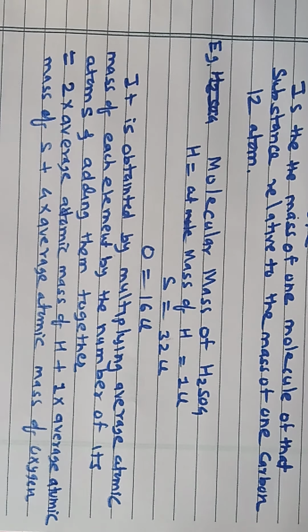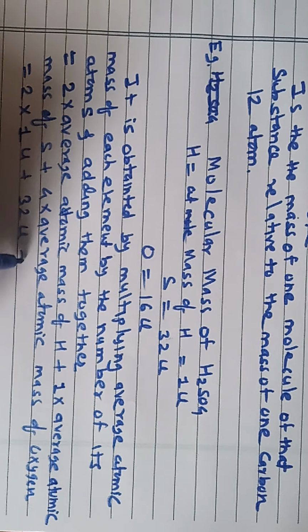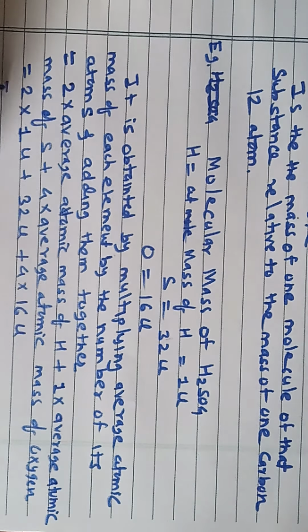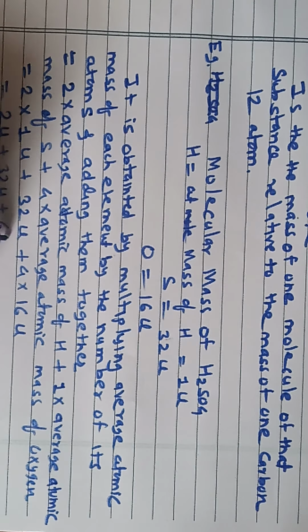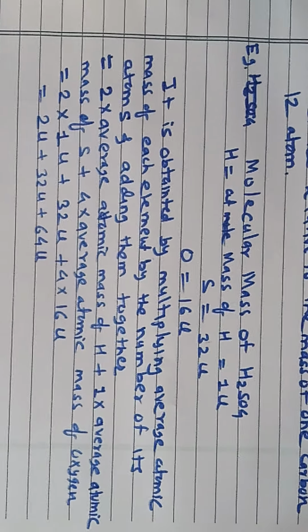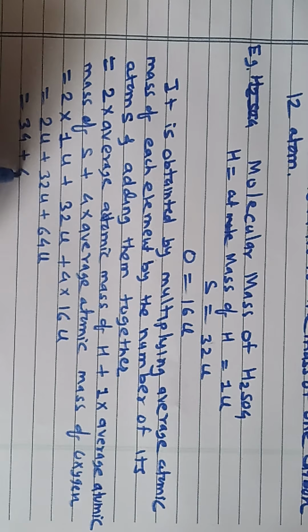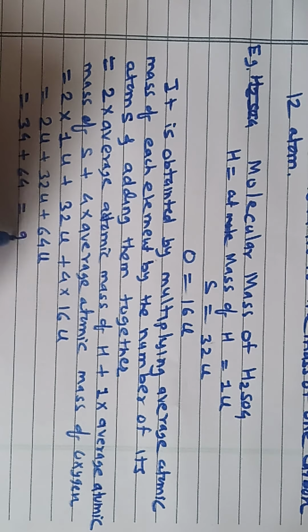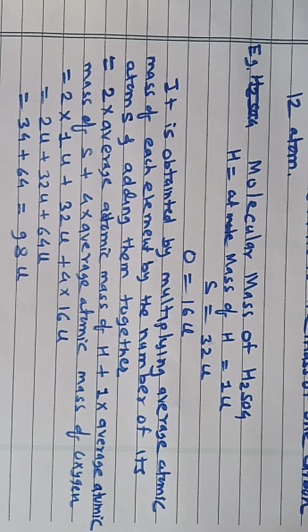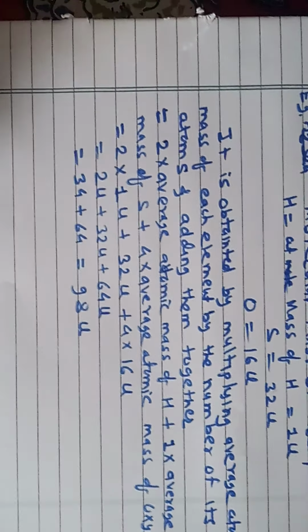So therefore 2 into average atomic mass of hydrogen is 1 U plus average atomic mass of sulfur is 32 U plus 4 into average atomic mass of oxygen is 16 U. If you multiply, you get 2 U plus 32 U plus 64 U, and if you add them, 34 plus 64, you get 98 U is the molecular mass of H2SO4. Like this way you can find out.